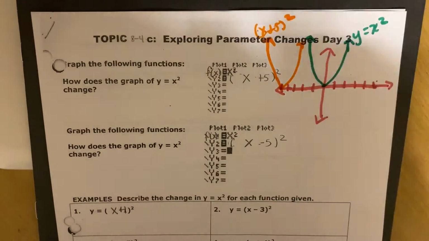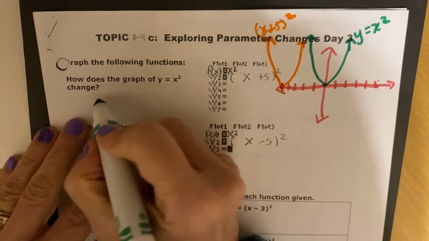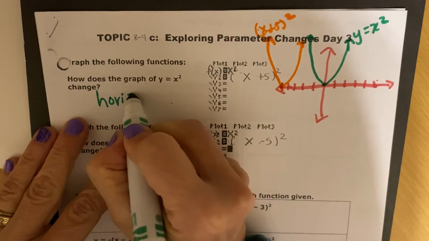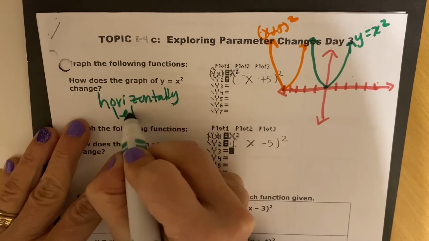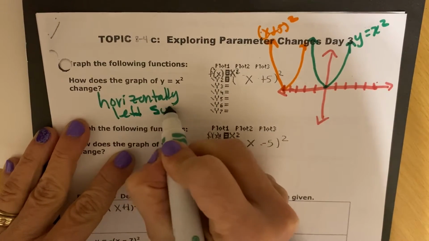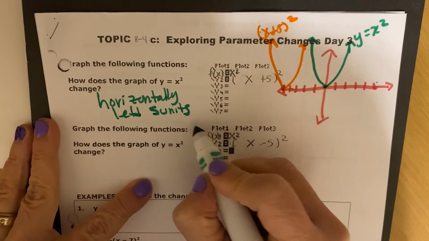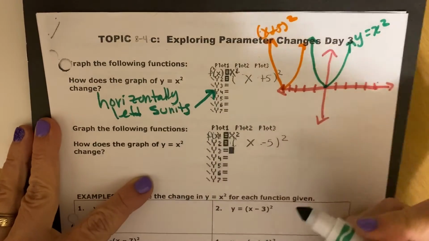Parentheses is how I'm going to get my horizontal shift. So this is going to move horizontally left 5 units, is what's happening to this right here.